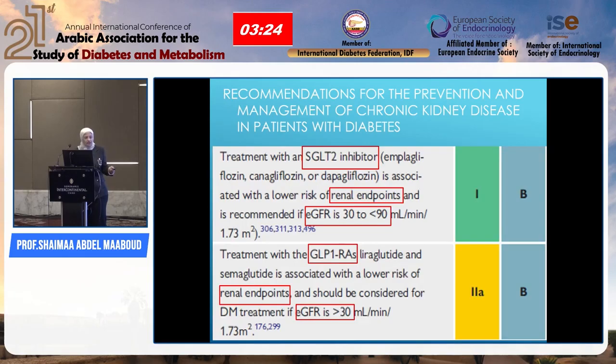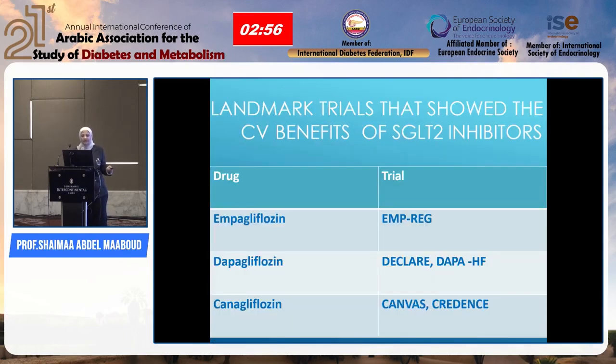So our cardiovascular recommendations from the ESC guidelines: treatment with SGLT2 inhibitors, empagliflozin, canagliflozin, dapagliflozin, is a class 1 indication for renal endpoints and eGFR 30 to 90. And treatment with GLP-1 receptor agonists is important to lower the risk of renal endpoints, and it is used in treatment till eGFR more than 30.